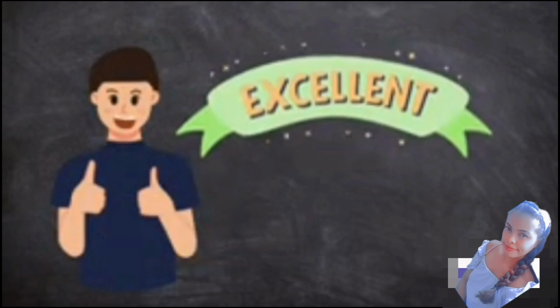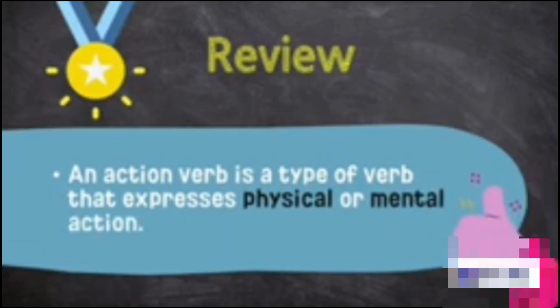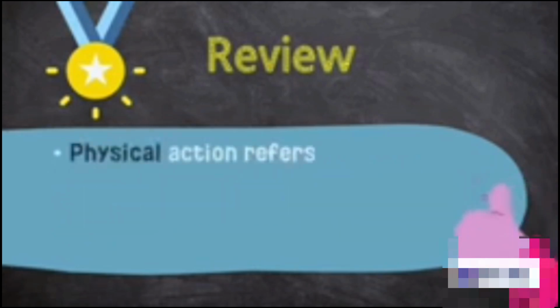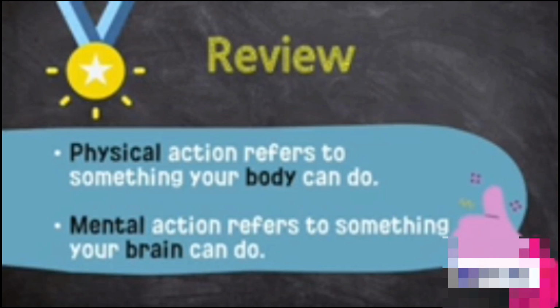So let's make a review about action verbs. An action verb is a type of verb that expresses physical or mental actions. Physical actions refer to something your body can do, whereas mental actions refer to something your brain can do.